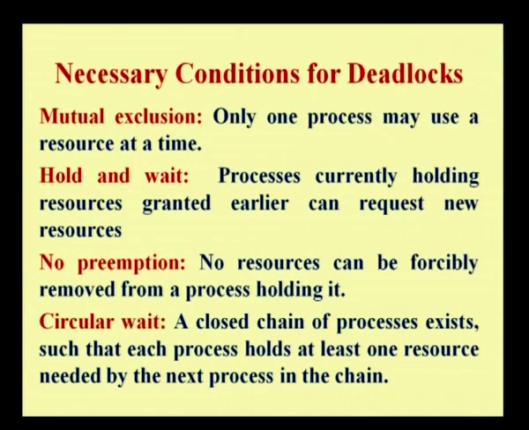Condition number 1 was mutual exclusion. Condition number 2 was hold and wait. Condition number 3 was no preemption. Condition number 4 was circular wait, out of which we have explained the first 3 conditions. In mutual exclusion, only one processor will be using one particular resource at a time. As far as hold and wait is concerned, processors currently holding the resources granted earlier can request a new resource.